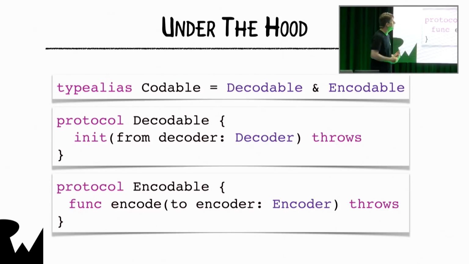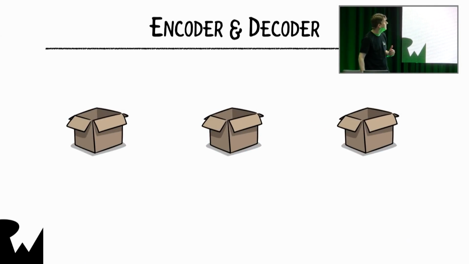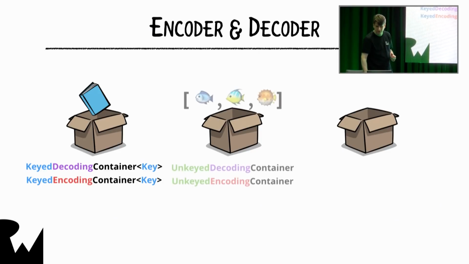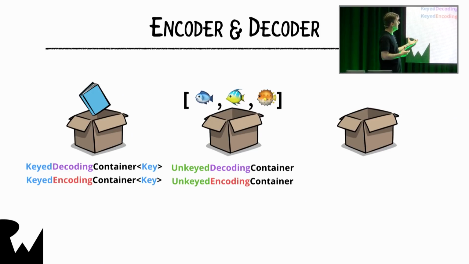So now you're probably wondering, what is an encoder and a decoder? An encoder and decoder is a simple container. It contains one of three kinds of things. So this is the dictionary, or the keyed decoding and encoding container, which is typed on key. They're abstracted on key. And it's the most common. It's like a dictionary, and it's the most common thing you'll be using. Probably 95% of your coding will be using that type.